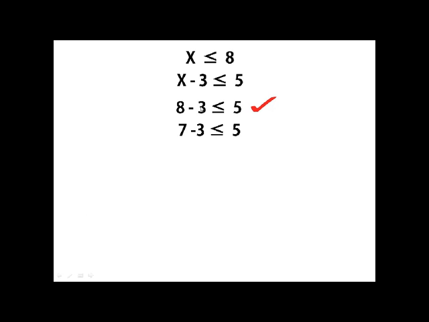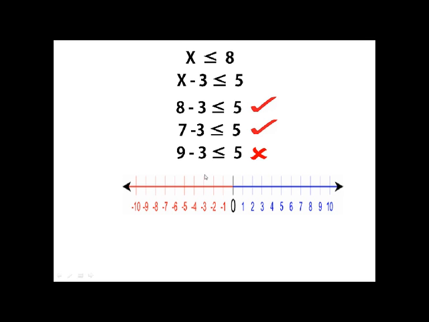Let's try a number that's less than 8. 7 minus 3 is 4. And is 4 less than or equal to 5? Yes, it is. Well, let's try a number that's greater than 8. 9. 9 minus 3 is 6. Is 6 less than or equal to 5? No, it is not.